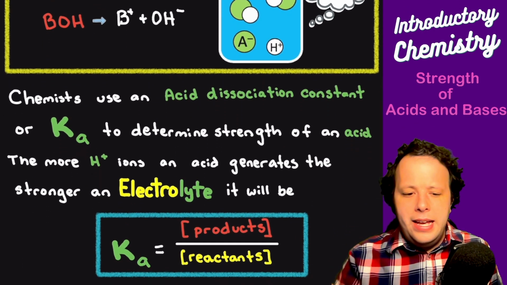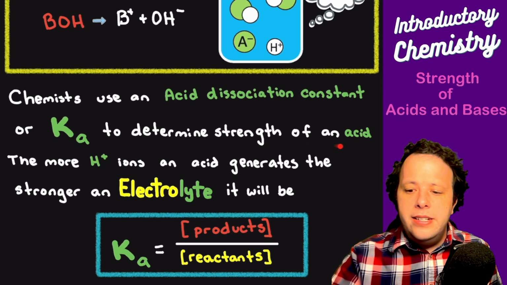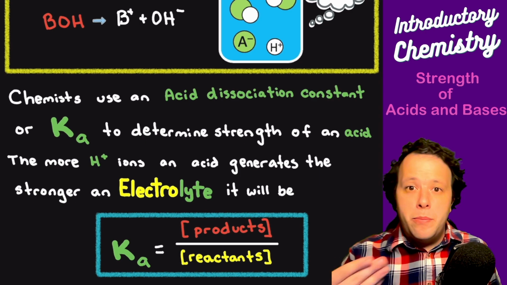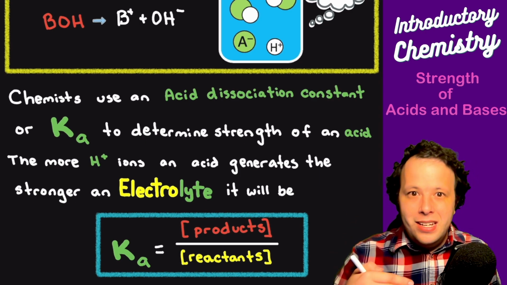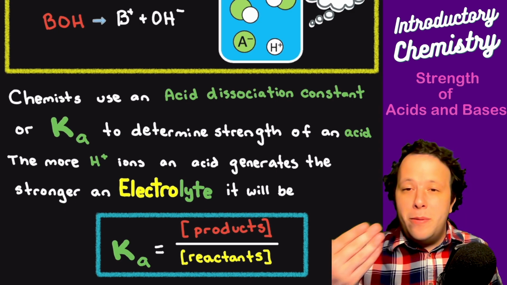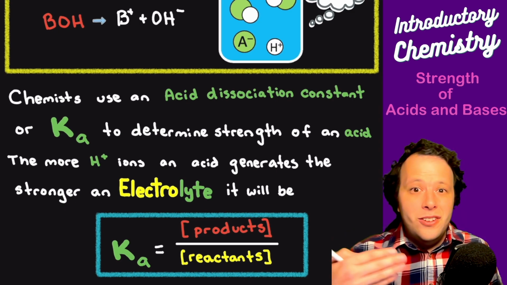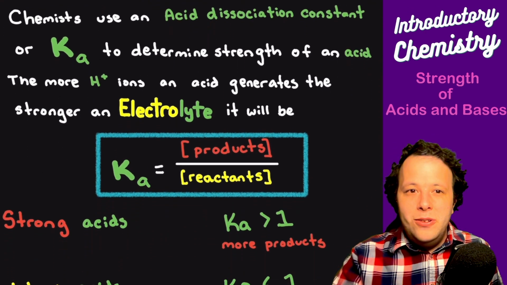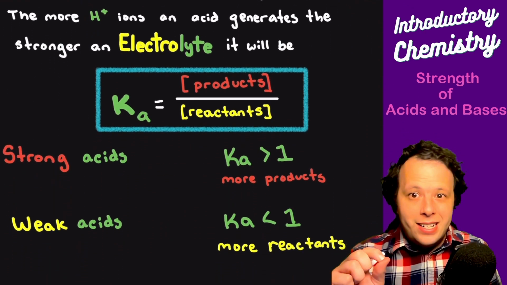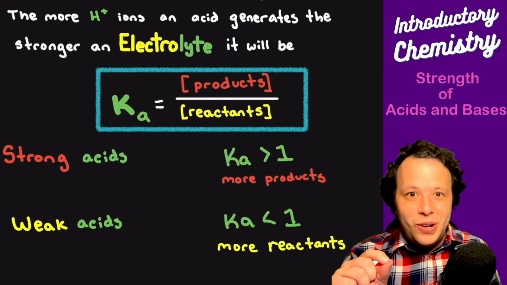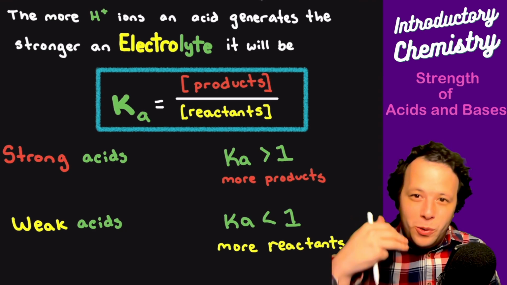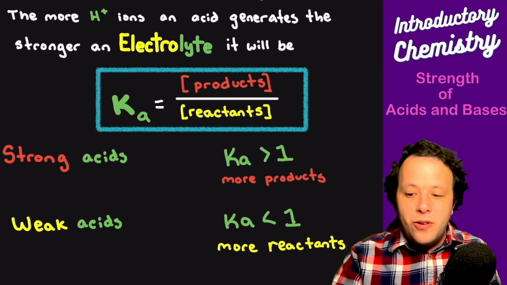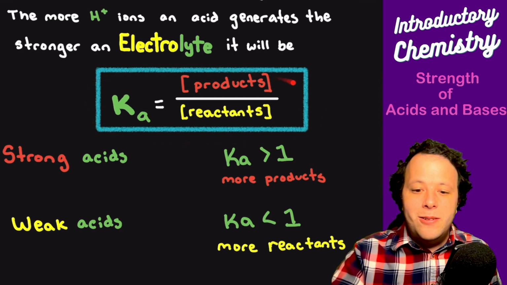So when it comes to Ka, the whole idea here is that it determines the strength of the acid. The bigger the value, the more products. The smaller the value, the more reactants. So the more H plus ions that are made, the more electricity you'll have, and the stronger it's going to be. So use this whole products over reactants idea. Drill that saying into your head, products over reactants, because when it comes to equilibrium, we're going to be saying that quite frequently when we're writing these different equations.